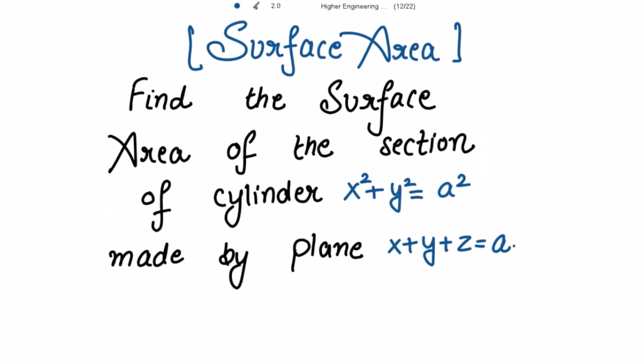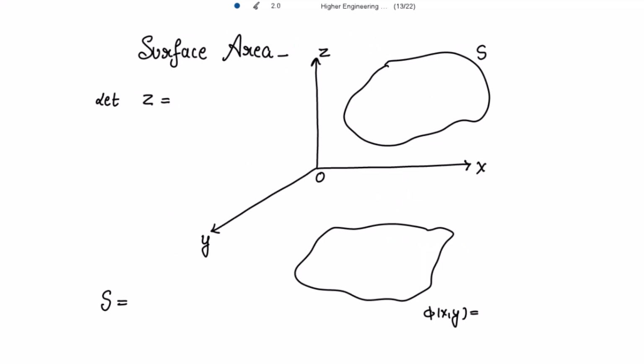Find the surface area of the section of the cylinder x square plus y square equal to a square made by the plane x plus y plus z equal to a. So before starting with the solution, let's recall the formula first for the surface area.